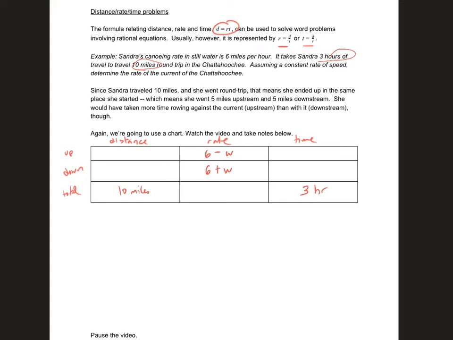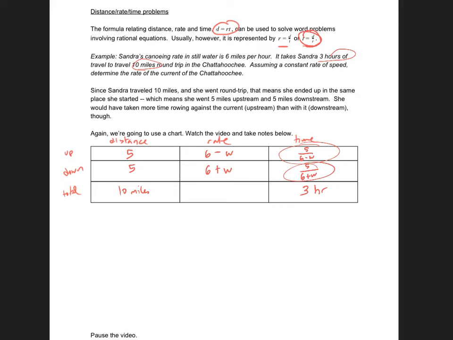But the distances, if she went round trip and it was a 10-mile round trip, she ended up back in the same place she started. So at some point she had to turn around, and it would have to have been the same distance going up as coming back. So when we look at the distances, round trip, those would both be 5 miles, but the times would be something different. We do know, however, that those times can be calculated because we have a distance and a rate for each of those legs. Time is distance divided by rate. So I'm going to say distance 5 over this rate, 6 minus W, and then the distance 5 over this rate, which is 6 plus W.